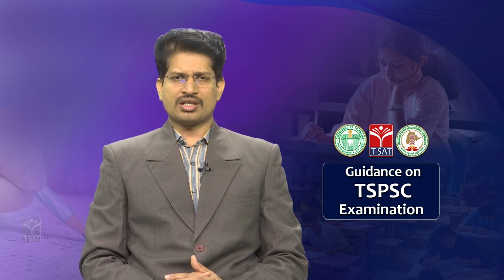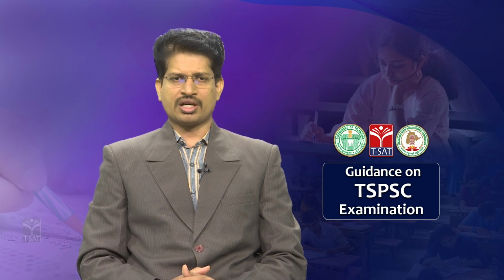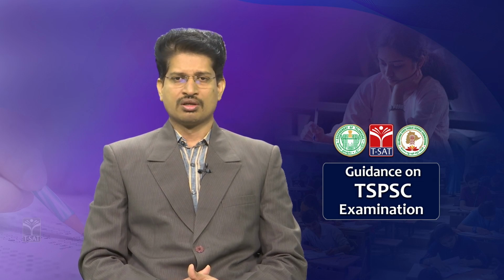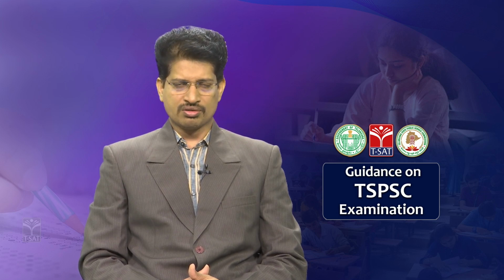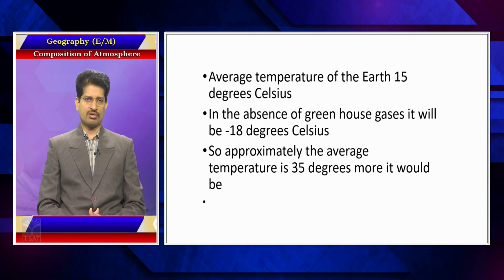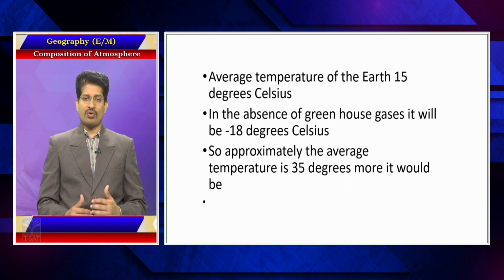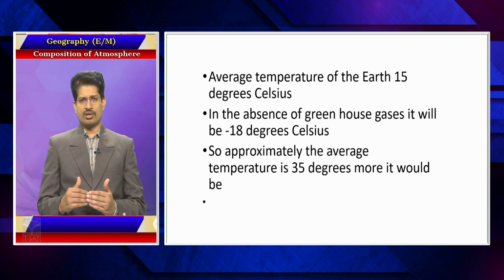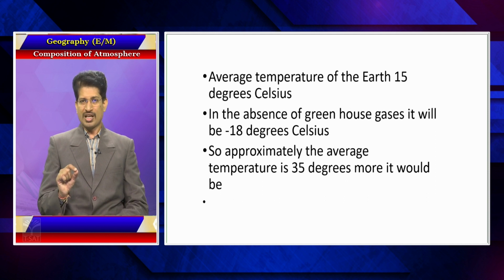Because the greenhouse gases are trapping the terrestrial radiation, the average temperature of the earth, 15 degrees Celsius, is being maintained. In the absence of greenhouse gases, the average temperature of the earth would be minus 18 degrees Celsius. At this temperature, the existing type of living beings cannot survive. The difference between minus 18 degrees Celsius and plus 15 degrees Celsius is approximately 35 degrees, which is the variation in the absence of greenhouse gases. These are aspects you need to keep in mind.